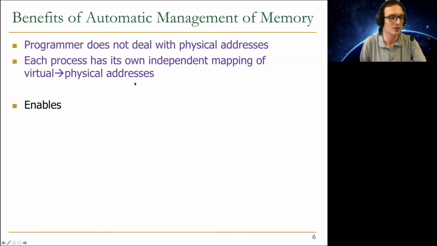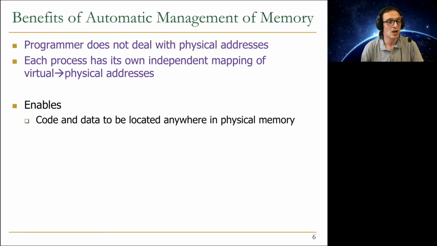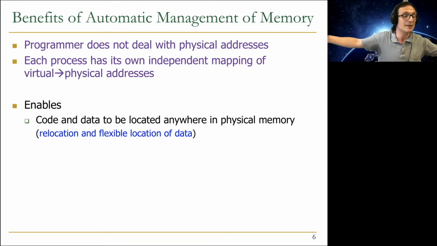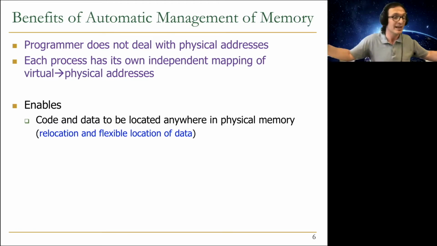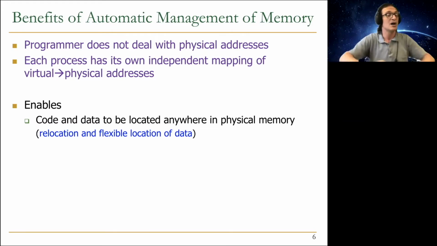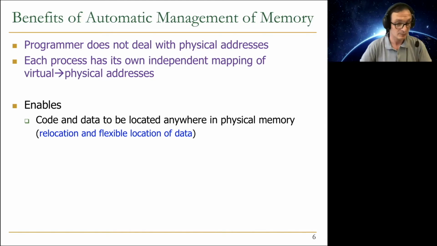But actually, I'm going to show you more benefits over here. Basically, having these properties enables code and data to be located anywhere in physical memory. So you can relocate the code and data at different places. You can flexibly locate data. For example, a huge array, a 1 gigabyte array, does not need to be consecutively allocated in the physical memory space, right? You can chunk it into different pieces, and you can basically use available parts in the physical memory, as we will see.